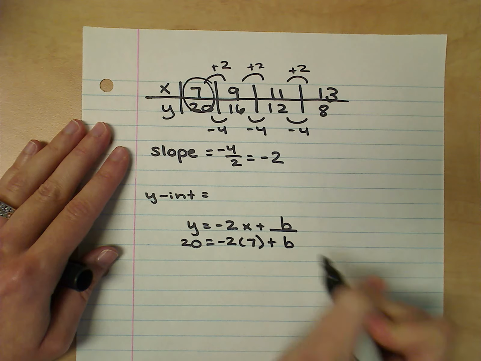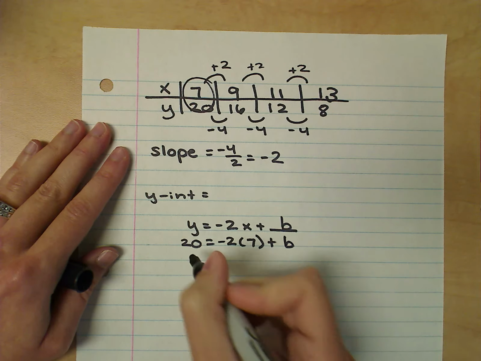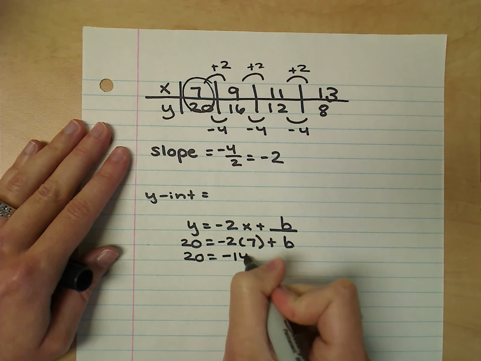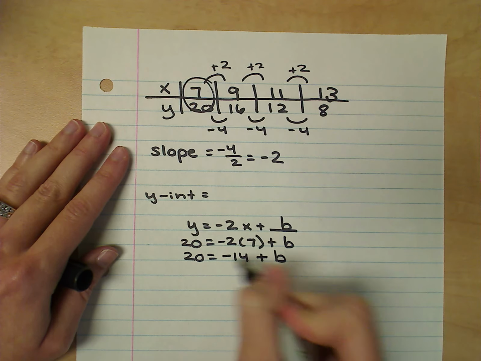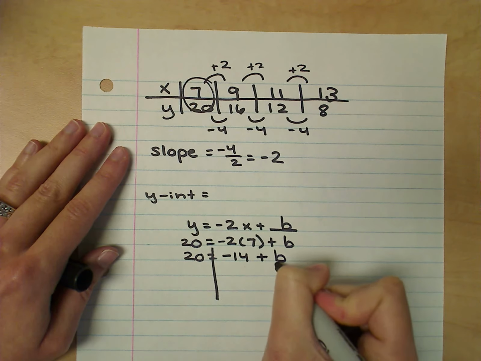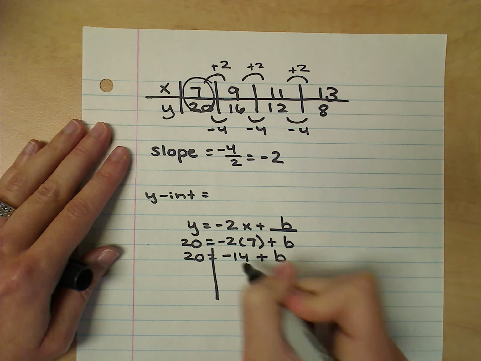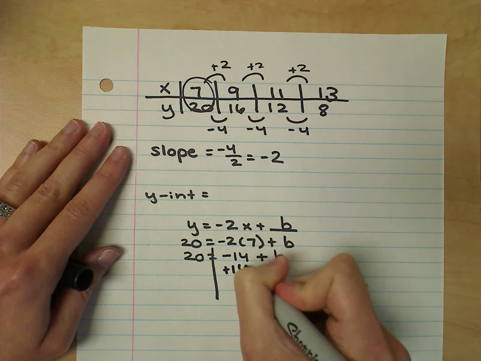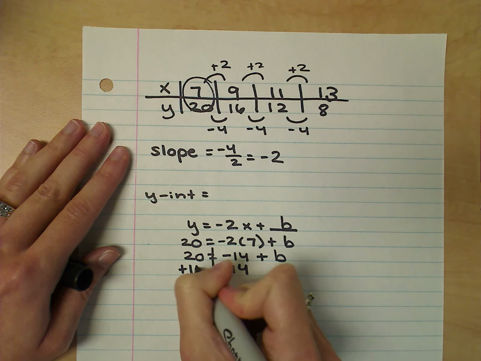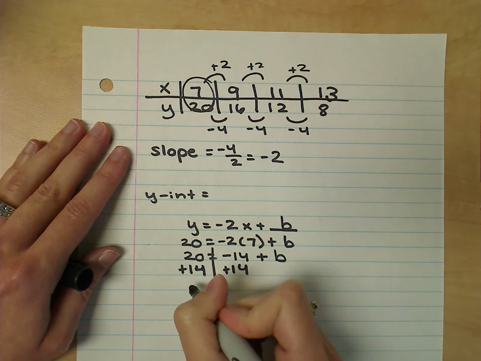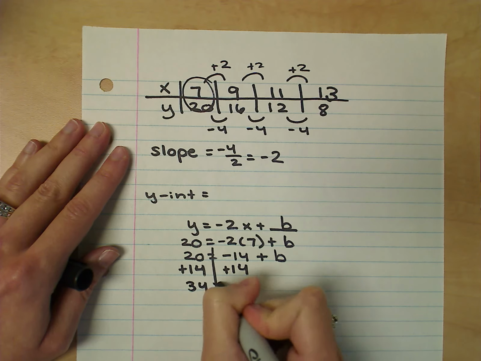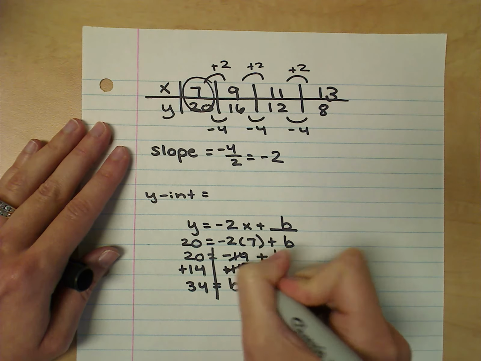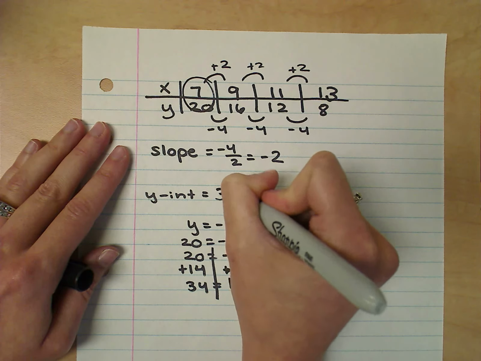Now I'm going to go ahead and find my y-intercept. So I've got 20 equals negative 2 times 7 is negative 14 plus b. I'm going to draw my line. I need to get b all by itself, so I need to get rid of that negative 14. And I'm going to do that by adding 14 to both sides. 20 plus 14 ends up being 34 is my b, because this cancels. So my y-intercept is 34.